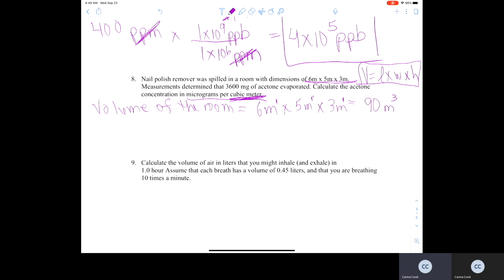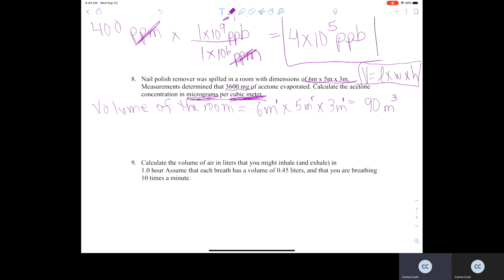So we need to take this 3,600 milligrams and convert it to micrograms, and then divide by the volume of the room that we've just calculated in cubic meters. So we're going to calculate the concentration of acetone in micrograms per cubic meter.